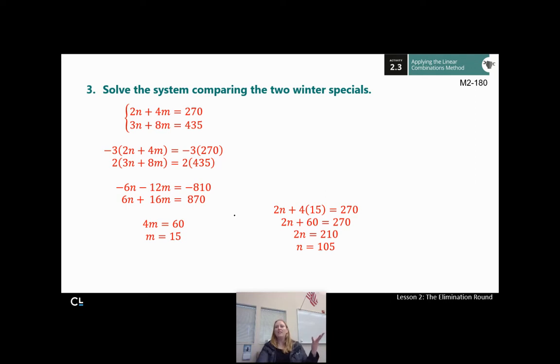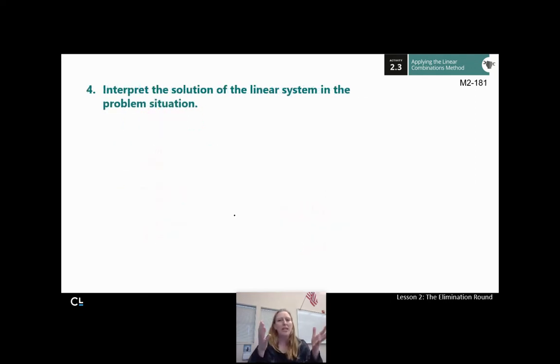So now that we have these numbers, can you just real quick remember what m and n stood for? Can you real quick on number 4 write down, interpret the solution of this linear system in the problem situation? What do these numbers mean that we found? Go ahead and take a moment, hit pause, write it down, hit play when you're ready to keep going.